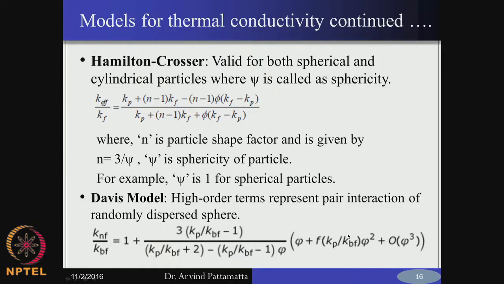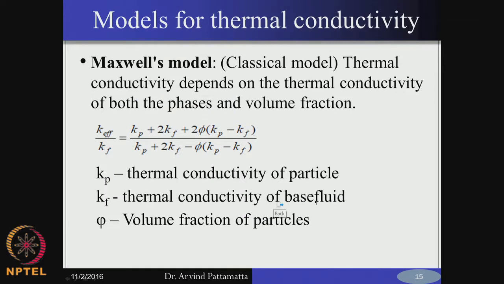This parameter is denoted by the notation n, and this is equal to 3 by psi, where psi is called the sphericity of the particle. It denotes how spherical the particle shape is. If sphericity is equal to 1, this is a perfectly spherical particle. So, if you substitute n equal to 3 into this expression, you will get the same expression as Maxwell's model.